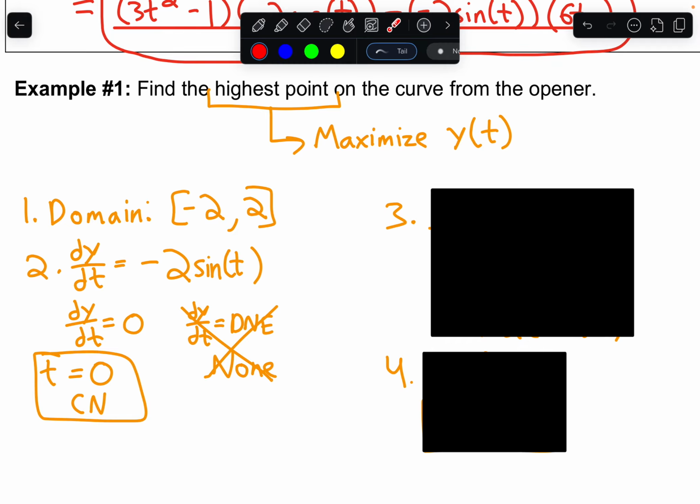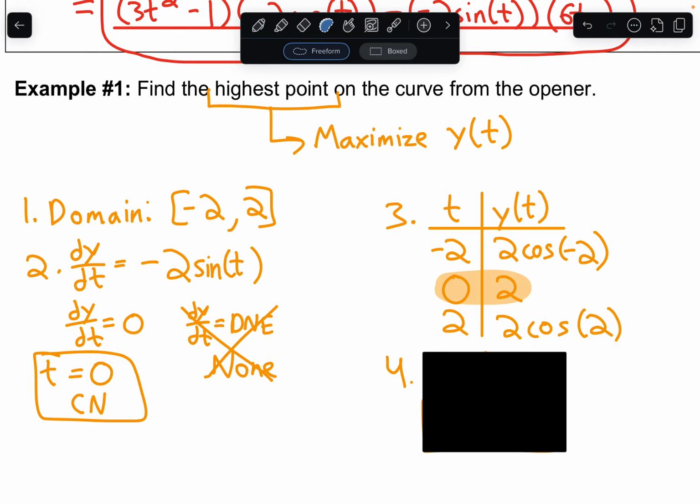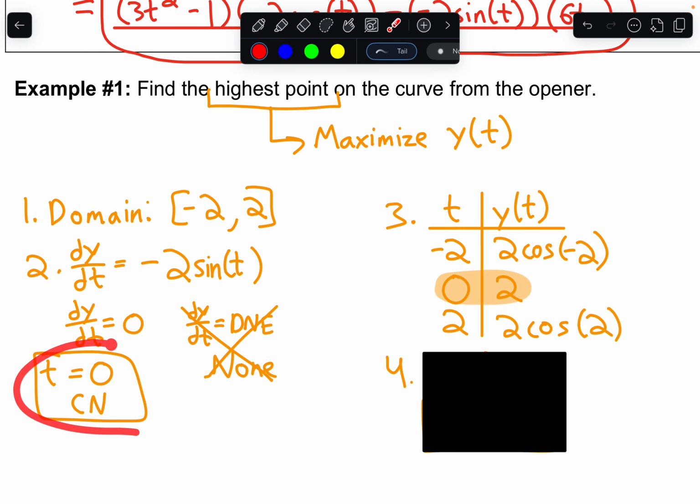Confirm your critical number is a max. It's your choice, first derivative test or second derivative test. But remember, the goal here is to find the highest point. And so I actually don't have to do any derivative test because I know the maximum y value is either going to occur at one of these endpoints or at this critical number. So you could try to determine, is this critical number a max or a min? But you actually don't really need that info.